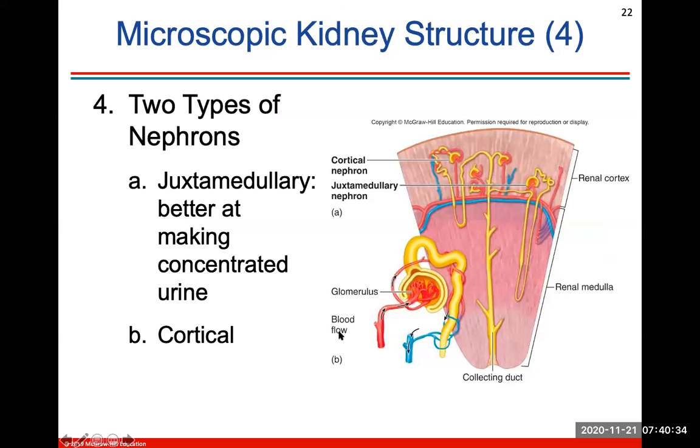There's two types of nephrons. The juxtamedullary are better at making concentrated urine. They're located at the connecting point between the cortex and the medulla, and the cortical nephrons are located more in the cortex region of the kidney.